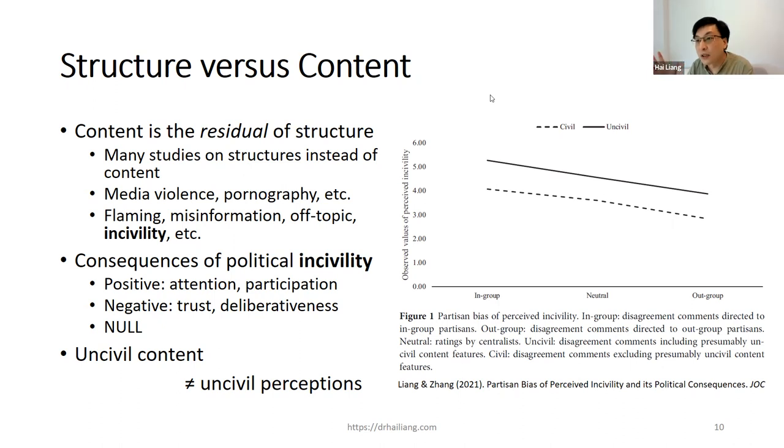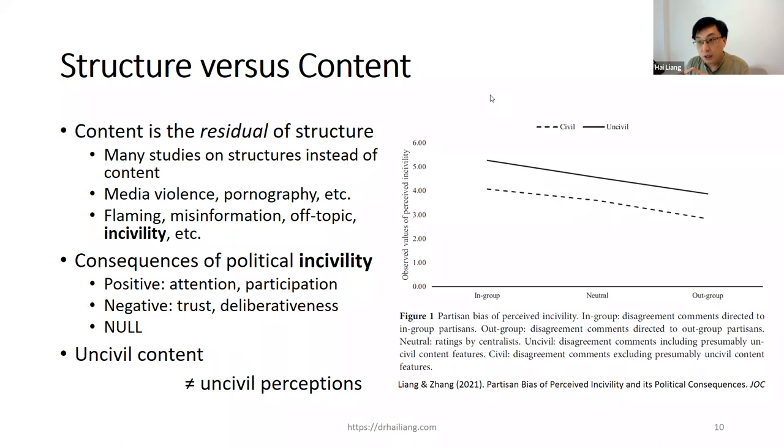In many studies, if you want to know the consequence of uncivil expressions, you can just recruit some participants, let them read some uncivil comments or civil comments, and then measure something in different ways. So why can't we do that? For sure we can do that. But what's the problem? What's the disadvantage? There is a bigger problem, which is about the treatment.